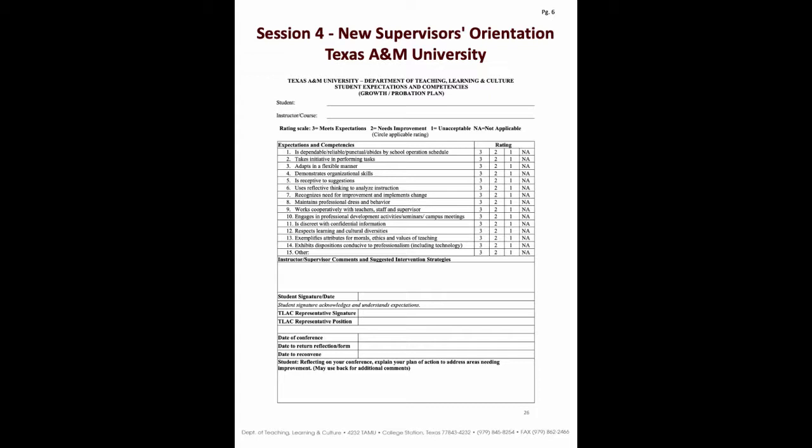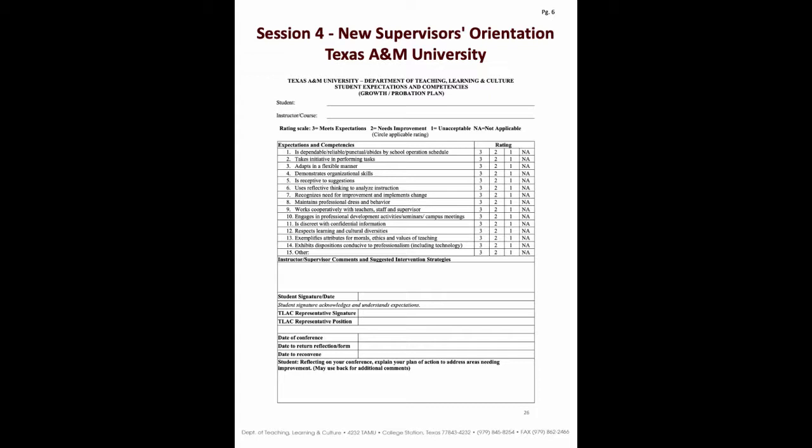For this slide, you will need your copy of page 26 from the handbook. It is entitled Growth Probation Plan. If a clinical teacher is experiencing significant problems, the university supervisor will observe this clinical teacher more often than the minimum number of observations. If these significant problems occur over and over with no improvement noted, it may be time for a growth plan. If a problem is caught early enough, a growth plan will generally solve the issue or problem.